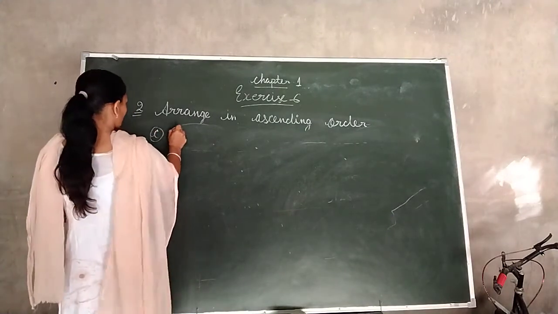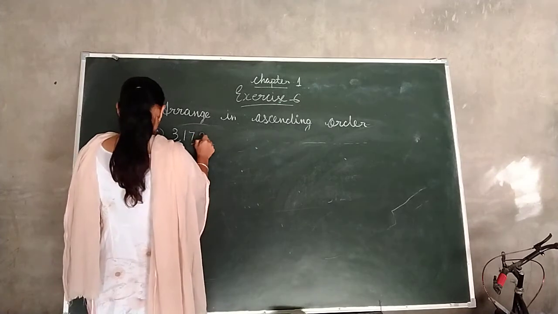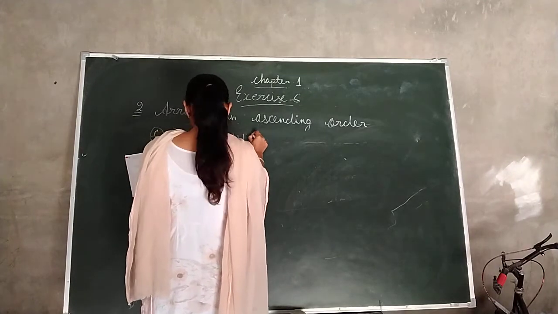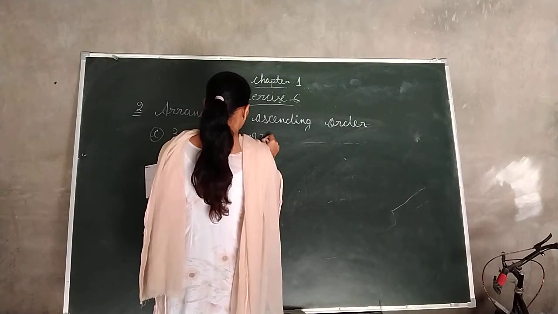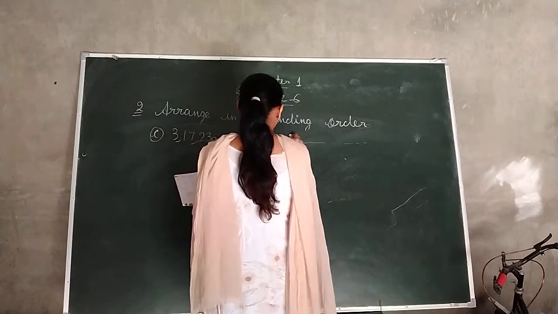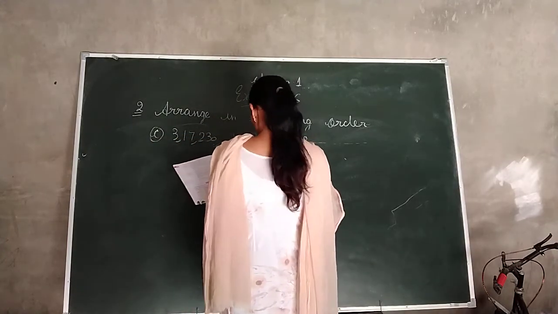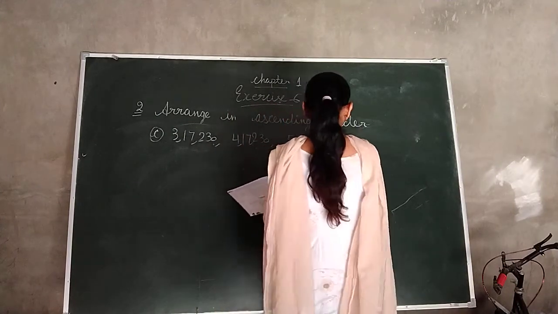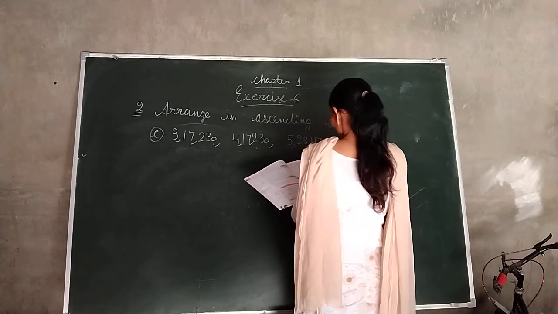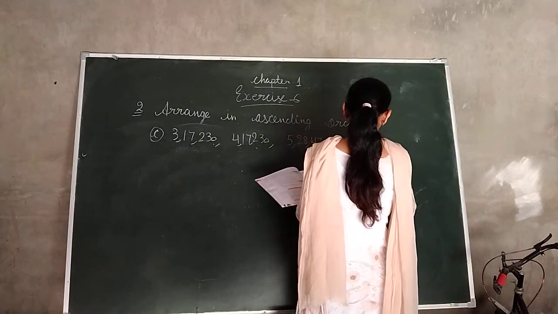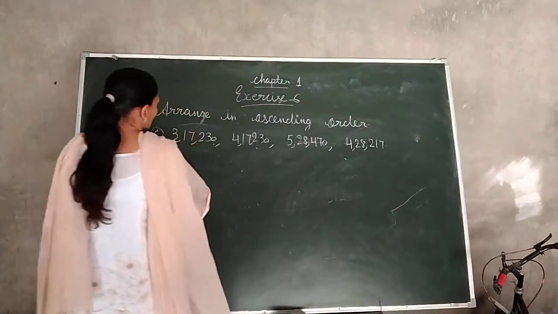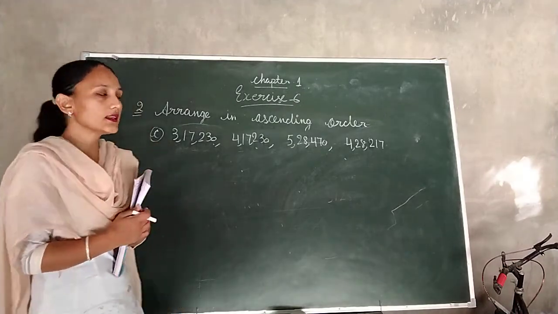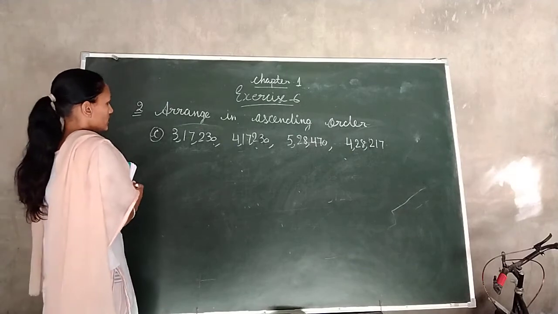C part. 3,17,230. 4,17,230. Next 5,28,470. Next 4,28,270. So now we have given 4 numbers and we have to arrange these numbers in ascending order.